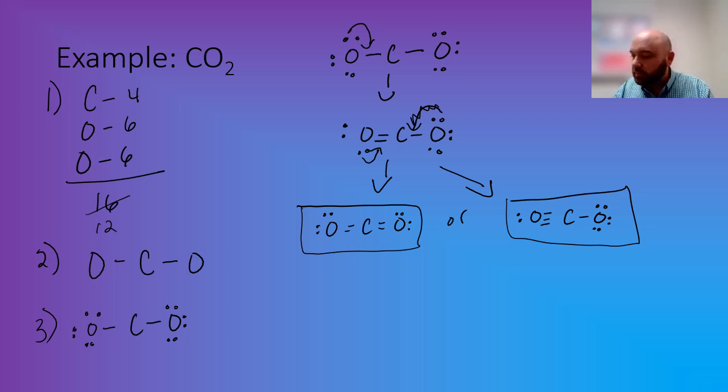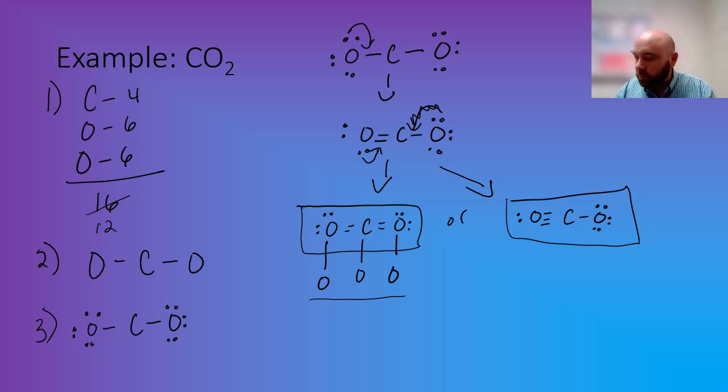If we calculate the formal charge on this carbon, we would find out that it is 0. If we calculate the formal charge on this oxygen, we would find out that it is 6 minus 4 minus half of 2, also 0. The formal charges on each of these atoms in this structure are zeros.